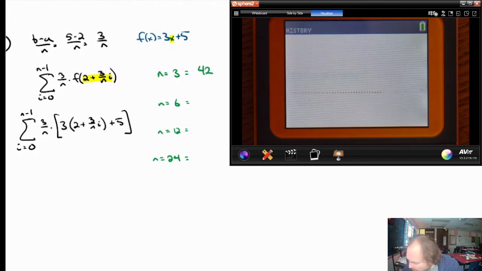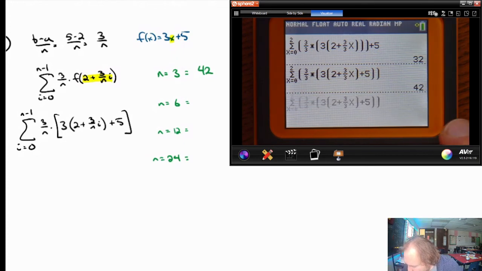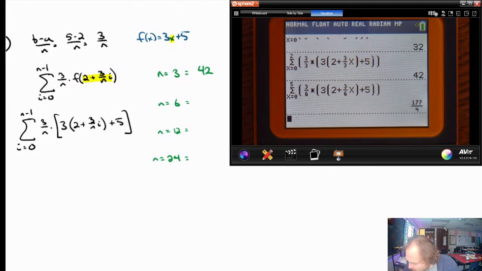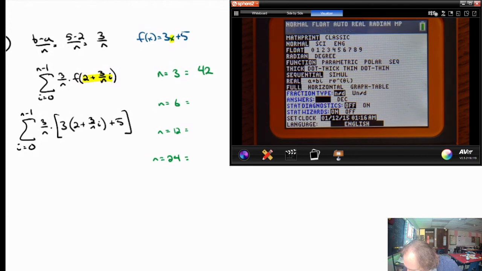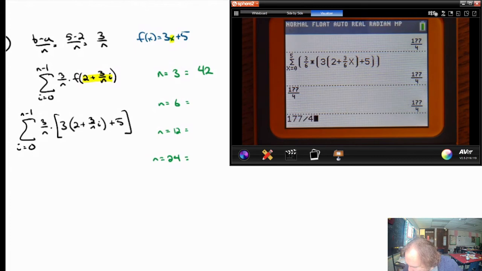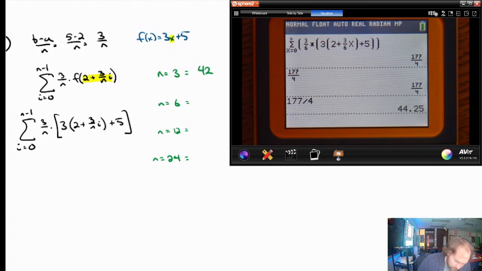Now, what I should be able to do is take this same one and change the value of n. If I want to do 6 rectangles, then this number becomes 5. This number becomes 6, and then this number becomes 6 also. 177 over 4, which is approximately equal to... Give me a decimal here. What if I do 177 divided by 4? 44.25.